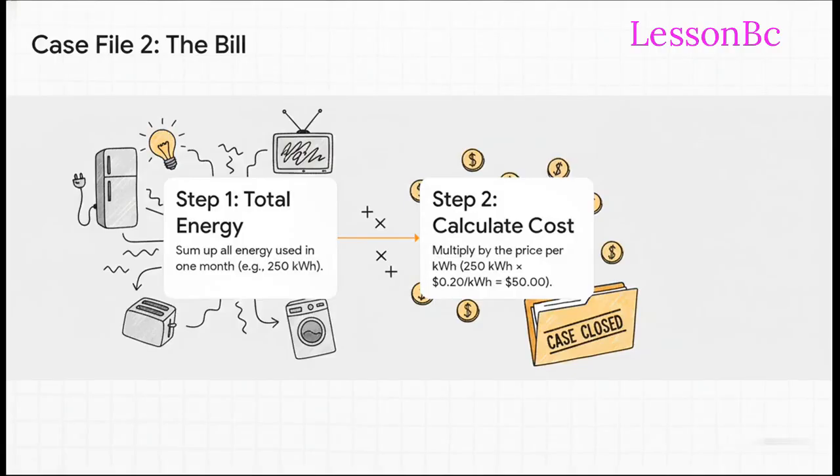And now let's go back and close our original case. Remember that $50 bill? Okay, so let's imagine that over a whole month, all of your appliances, the lights, the fridge, your TV, everything added up to a grand total of 250 kilowatt hours. Now, if your electricity rate is, say, 20 cents per kilowatt hour, you just multiply those two numbers together, and there it is, $50. Mystery solved, case closed.